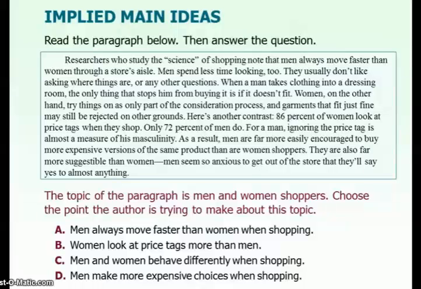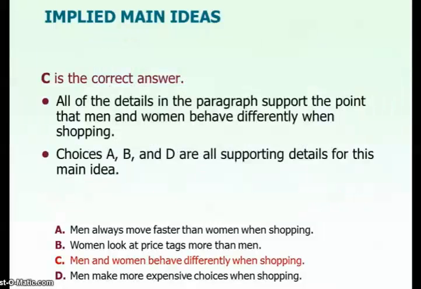While all of these are actually accurate, there's one that is general enough and covers all of the ideas of the paragraph, and that would be C. All the details in the paragraph would support C. Choices A, B, and D are supporting details for C, though they help support C. But C would be what we had come up with for our implied main idea.